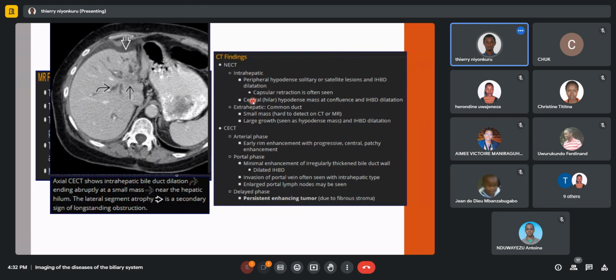On contrasted CT scan, they show early rim enhancement with progressive central patchy enhancement, while in the portovenous phase there is minimal enhancement and irregular thickening of the bile duct wall. Depending on the degree, they may show invasion of the portal vein, which is seen mainly in the intrahepatic type, or we may see surrounding enlarged portal lymph nodes. In the delayed phase, there will be persistent enhancement due to the fibrous zone.